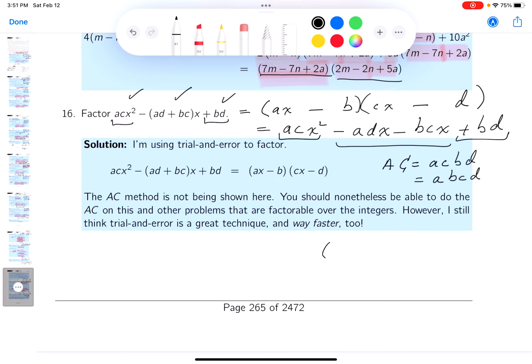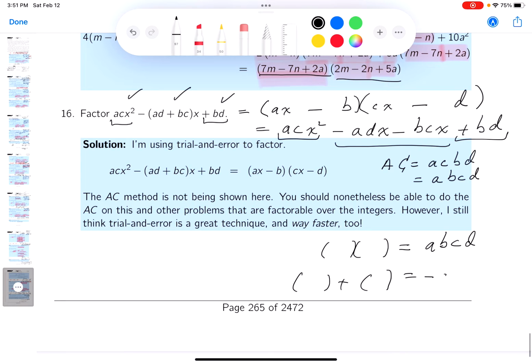I need to find two factors that give me a product of A, B, C, D. And those two factors, when added together, must give me minus AD minus BC. Well, I think that's pretty obvious. What's it going to be? Minus AD minus BC. Do I get what I expect? Certainly do. Negative and positive, I get A, B, C, D.